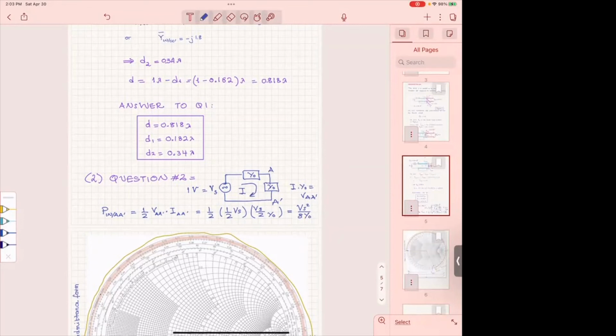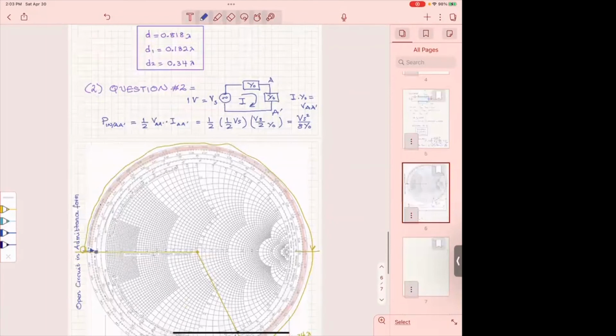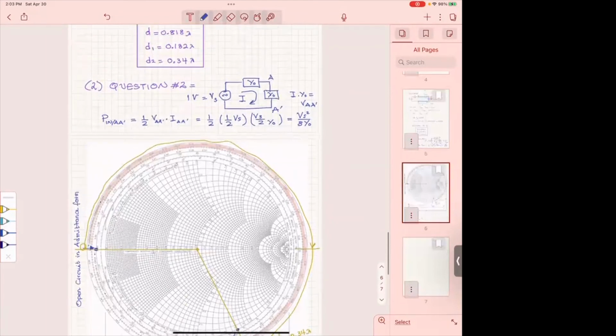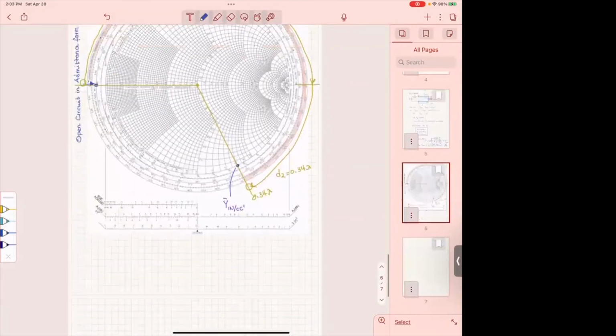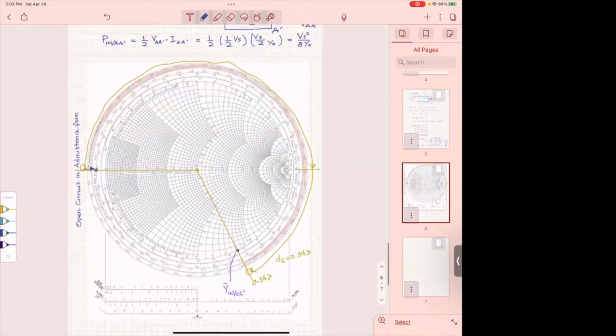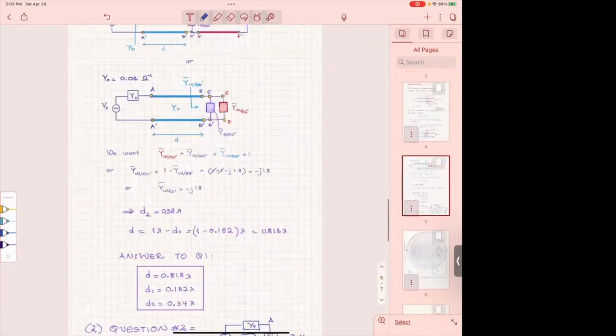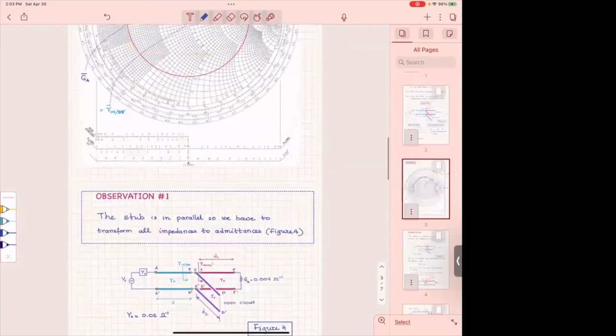And that is going to be the power in watts that goes to the load. And therefore, that's the result for question 2. Question 3 asks then for all the VSWRs. So let's see how we measure the VSWR. We'll go from here.